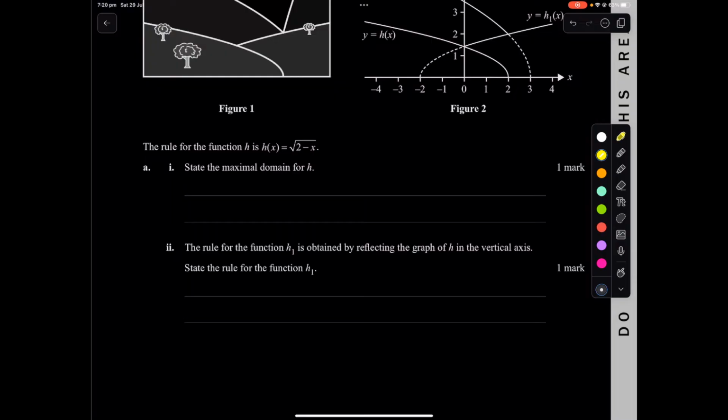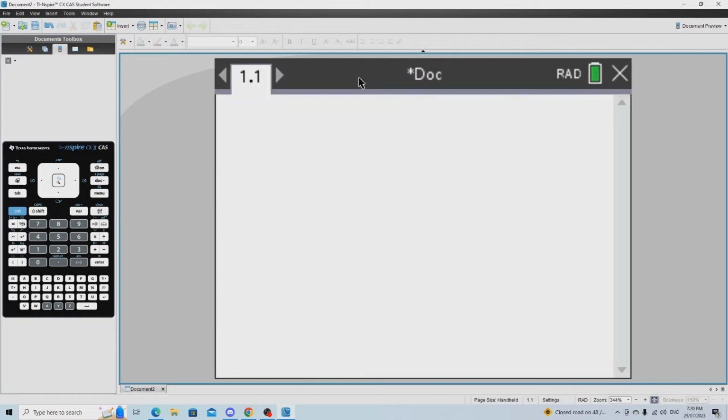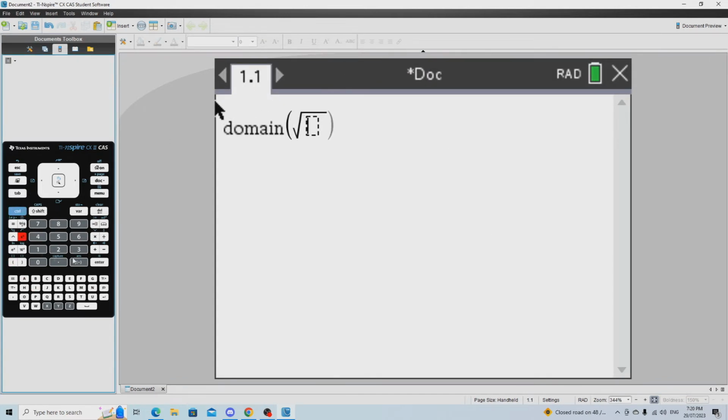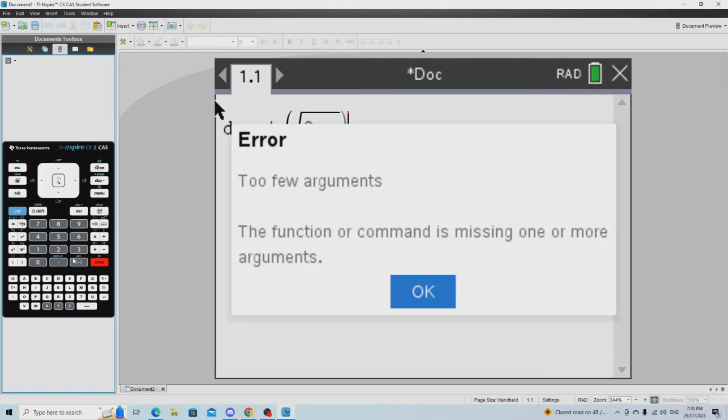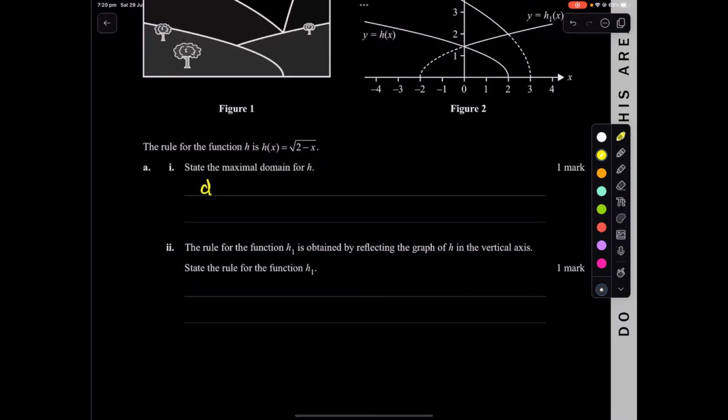Okay, we know that maximal domain. I'm just going to use my calculator. So Control N and delete this and go. I'm just going to write domain of the function root 2 minus x, comma x, I'm supposed to write comma x. So it's from your domain, so dom of h is from negative infinity to 2 inclusive.